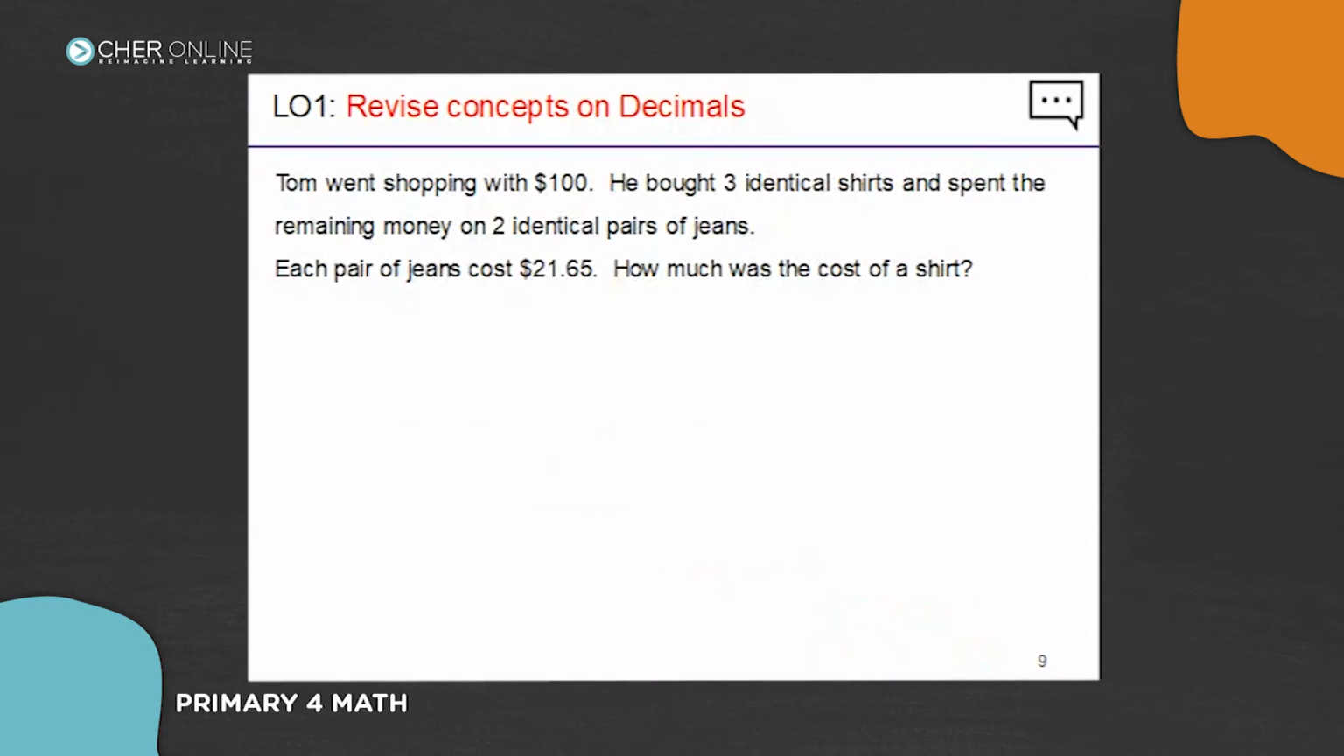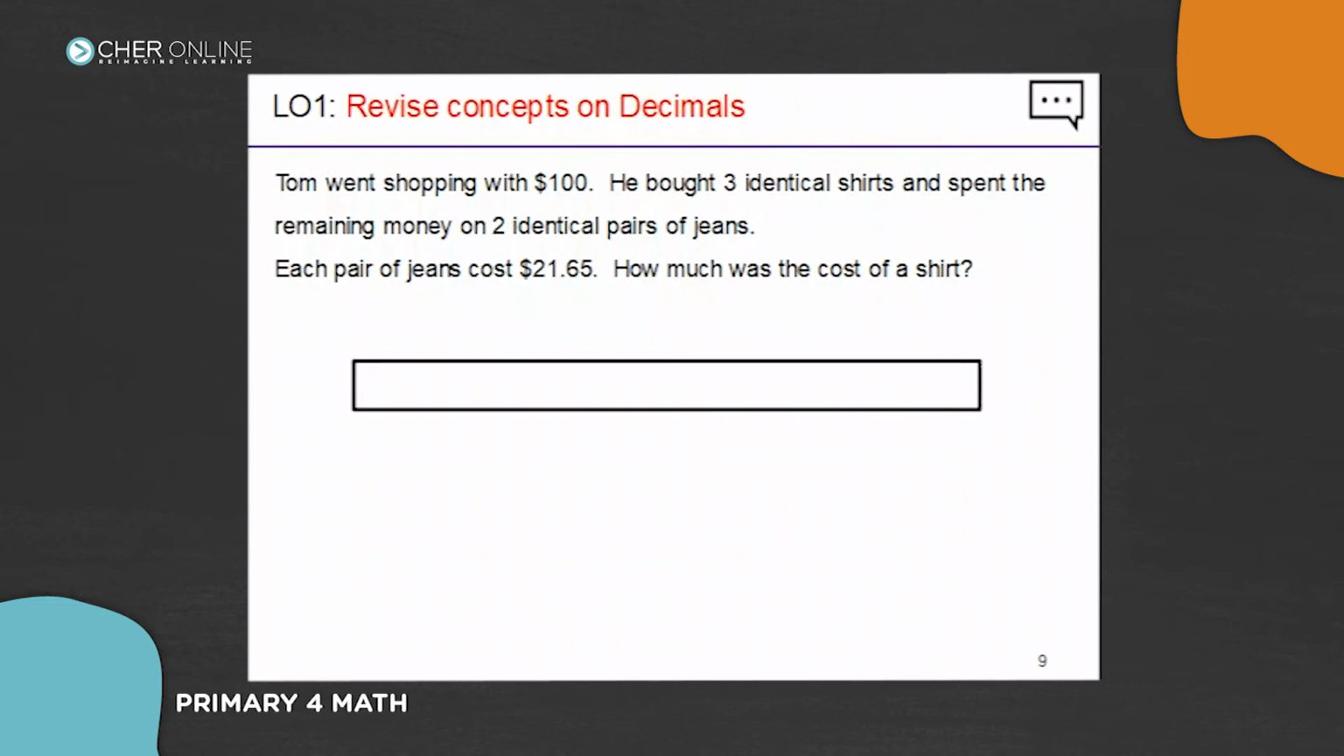Tom went shopping with $100. He bought 3 identical shirts and spent the remaining money on 2 identical pair of jeans. Each pair of jeans cost $21.65. These are very basic questions. The only difference is there's decimal point. So because there's decimal point, it looks like a harder question, but it's not. It's the same. Okay, let me explain again. So let's look at it.